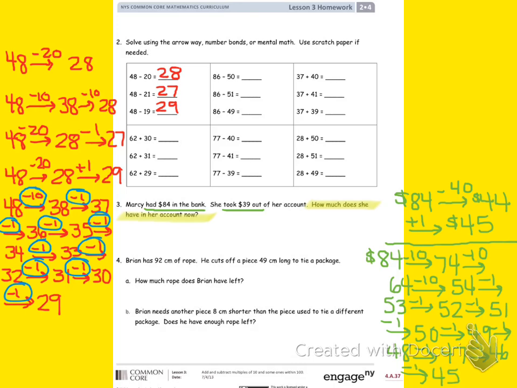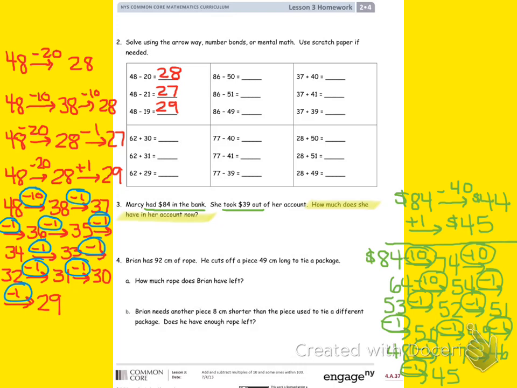Now let's see, do I have 3 groups of 10? 1, 2, 3, and 9 ones. 1, 2, 3, 4, 5, 6, 7, 8, 9. No matter how I do it, I still come up with $45.